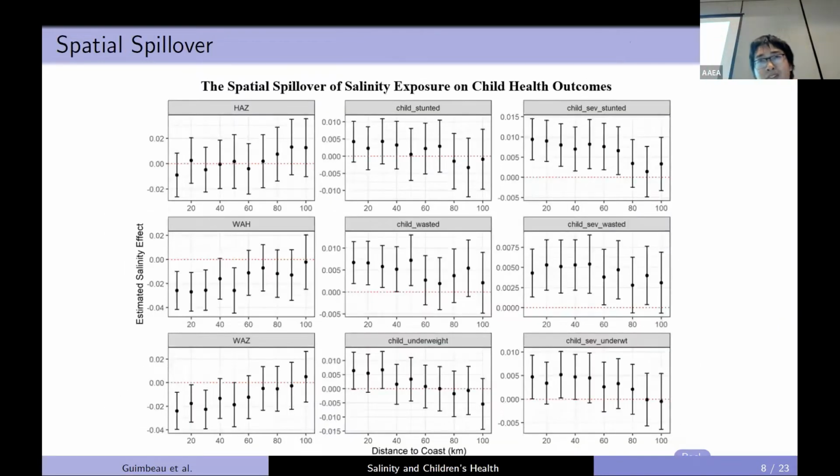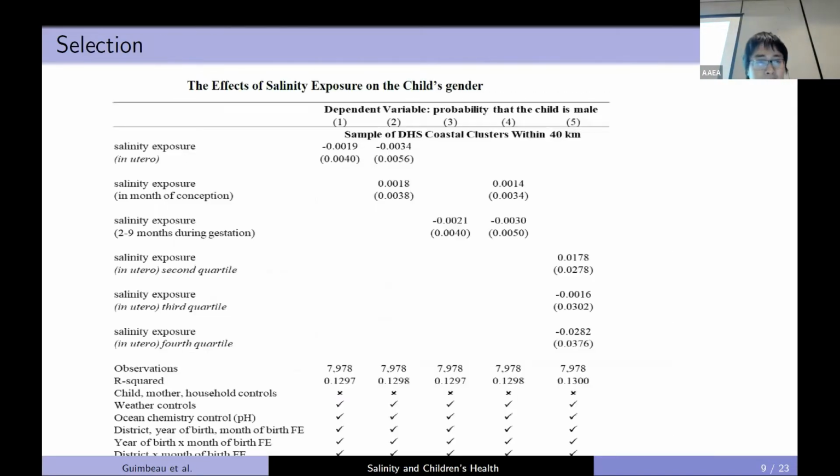Now, there's the spatial spillover graph that you talked about. The impact seems to be concentrated around 40 to 70 kilometers, but it's a bit noisy.